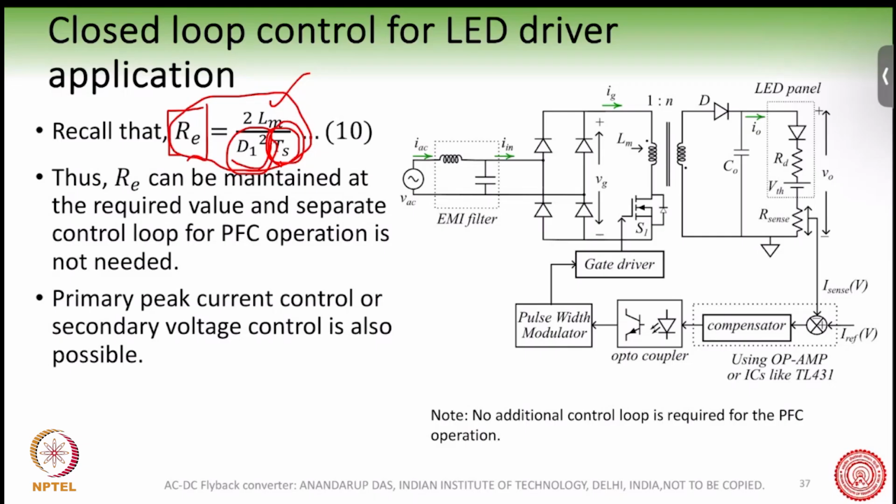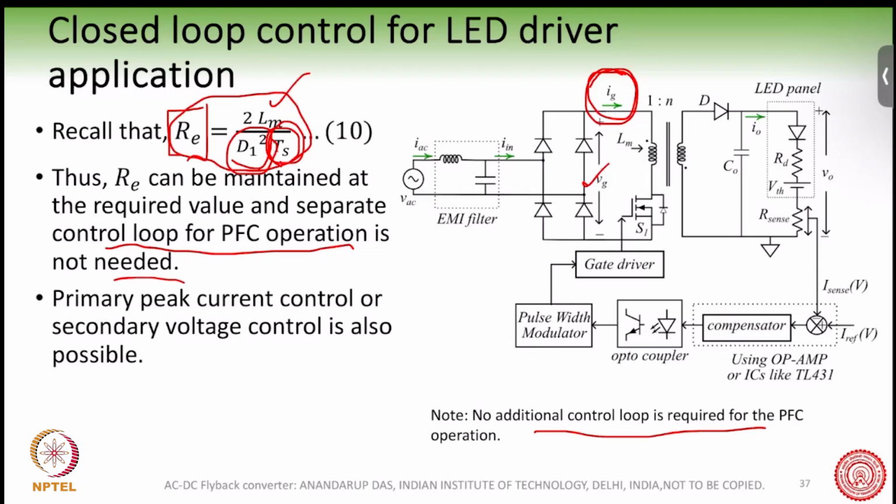And we also note that there is no separate control loop for PFC operation. No additional control loop is required for the PFC operation. This is automatically taken care of in the DCM mode of the flyback converter. We just fix the value of D1, and this current here, being forced by this MOSFET to follow D1, will automatically follow the VG voltage, and so it will become sinusoidal, right? So this is how it works in this particular type of LED driver control system.